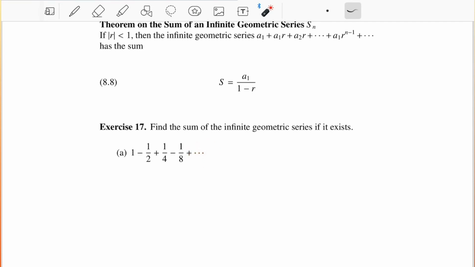To get from here to here, you multiply by -1/2. To get from here to here, you multiply by -1/2. From here to here, -1/2. So r is negative 1/2. There is one thing we need to check.